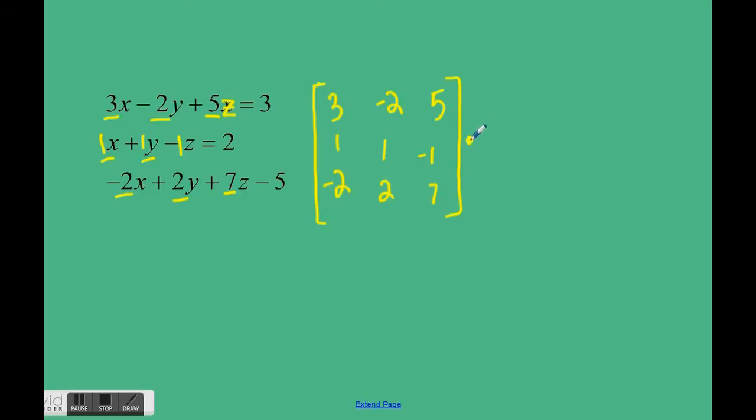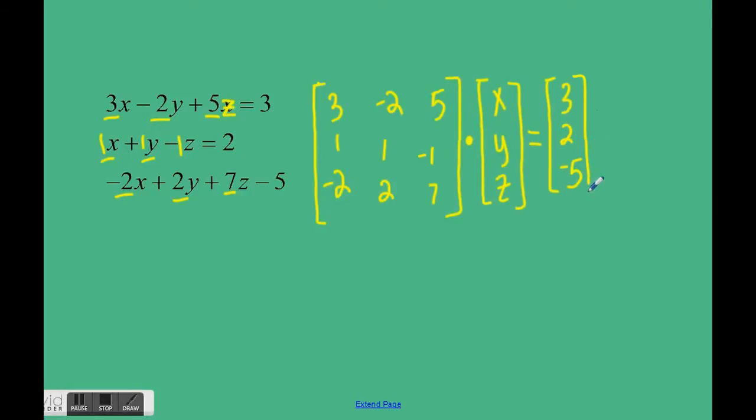Next, I will multiply my coefficients by my variable matrix, and my 3 variables are x, y, and z. And lastly, after my equal sign, I will write my solution matrix with my 3 solutions, 3, 2, and negative 5.